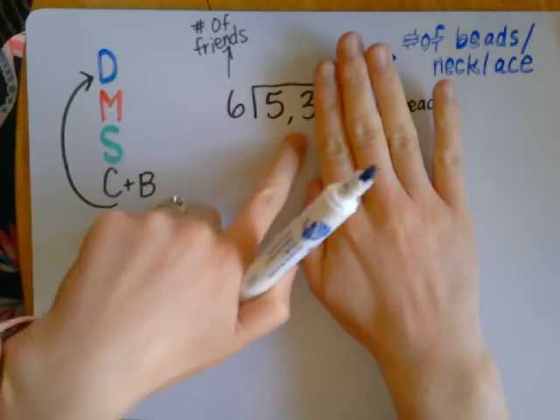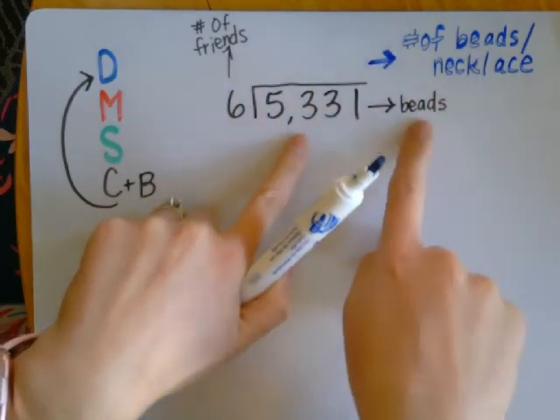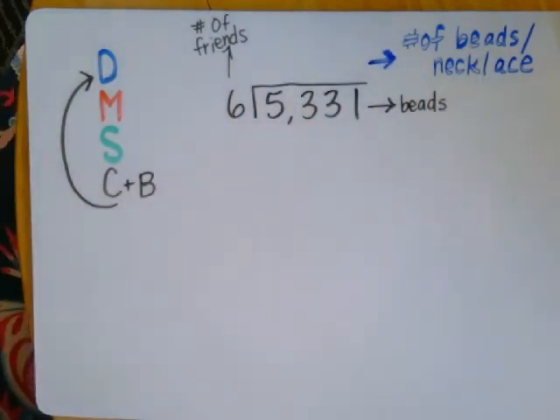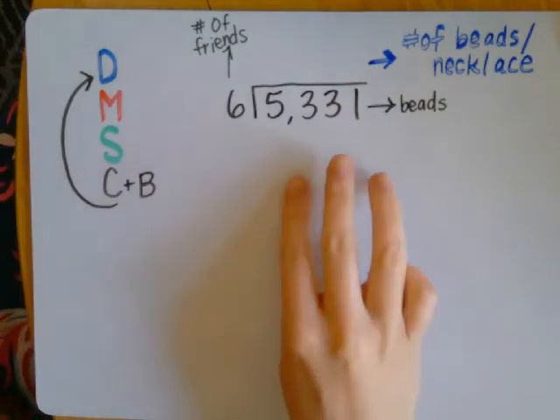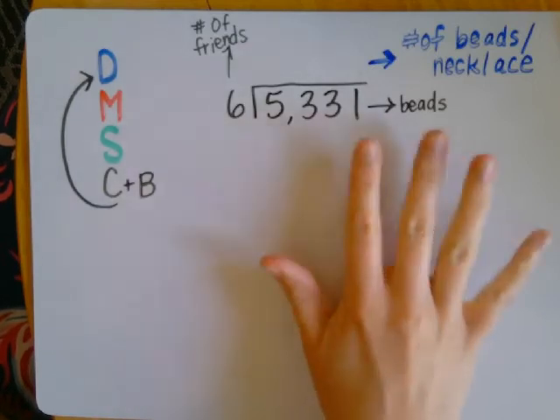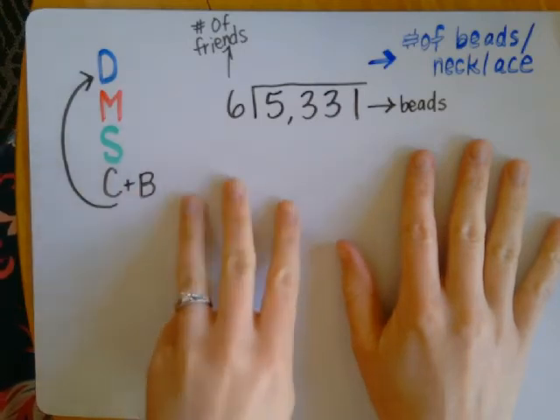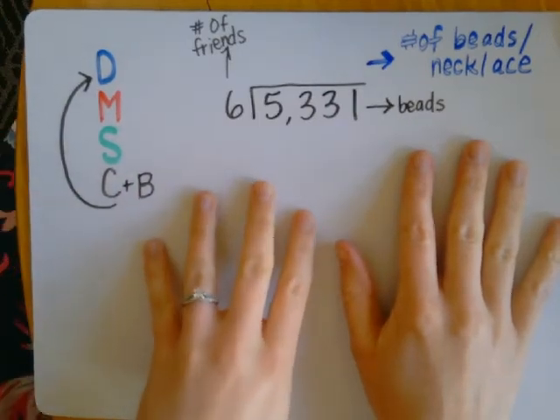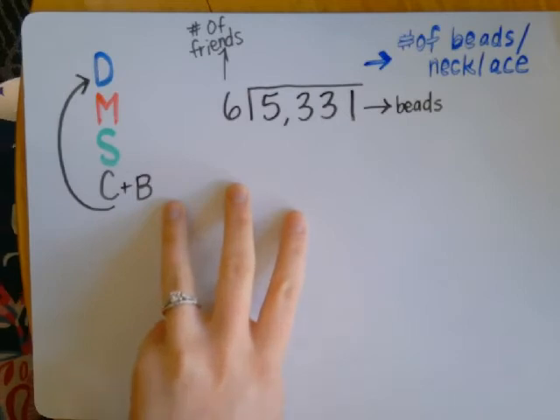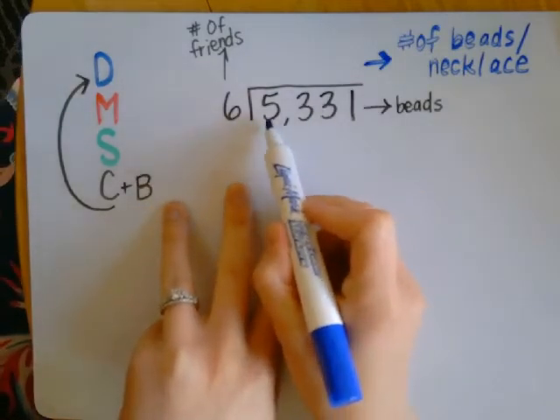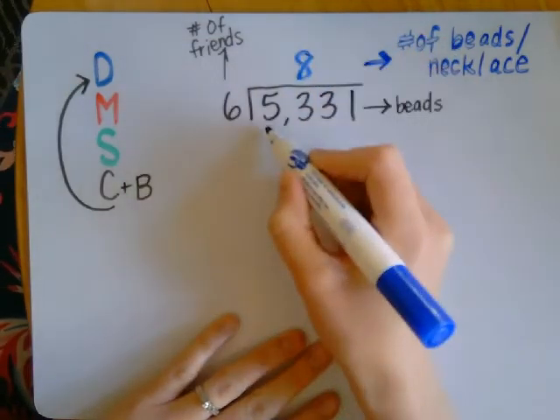Now I'm going to divide 53 by 6. So how many groups of 6 can I make out of 53 beads? I can count by 6s to figure that out. 6, 12, 18, 24, 30, 36, 42, 48, 54. So 9 groups would be too many. So I need to go back and do 8 groups. Remember, I just divided 53 by 6, so that 8 needs to go above the 3, not above the 5.